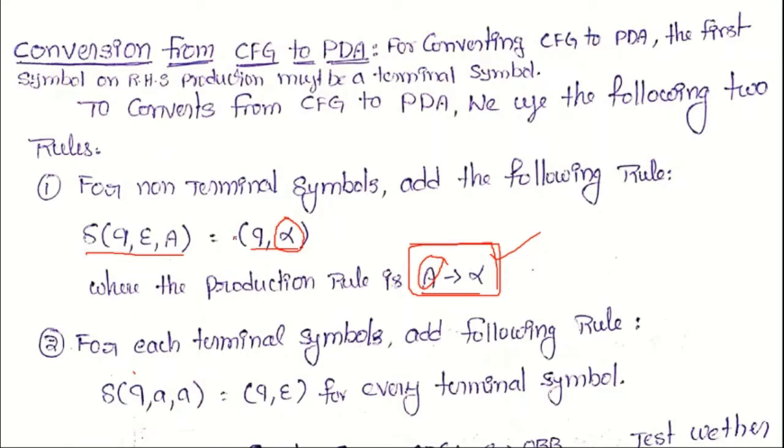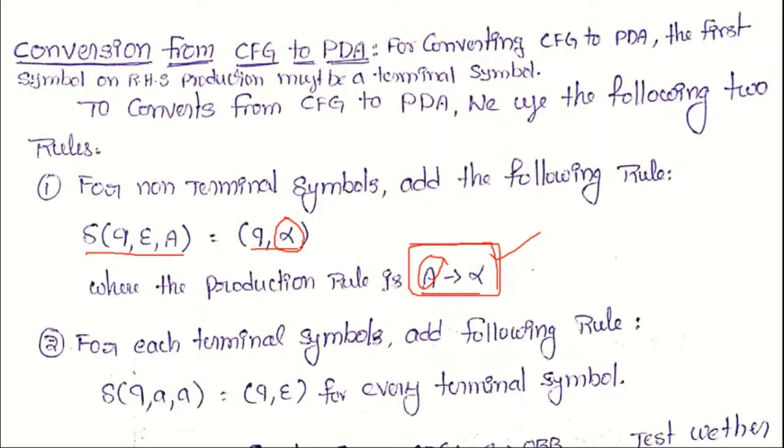So this is the one rule to convert from context-free grammar to PDA. This rule is applicable for each and every non-terminal in the given context-free grammar. In case the context-free grammar contains two non-terminals, then we write delta of q, epsilon, A equals q comma the RHS of its production, and for capital B, another non-terminal, we write q comma the RHS of the B production rule. So this is the first rule.